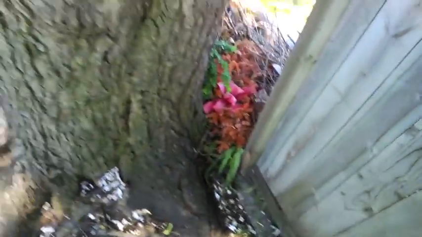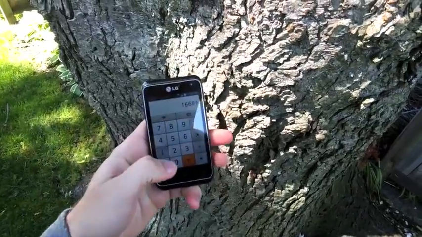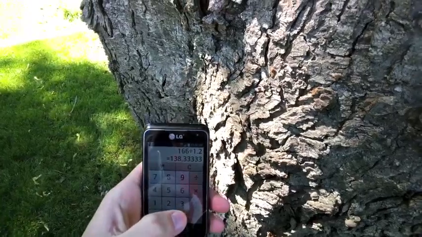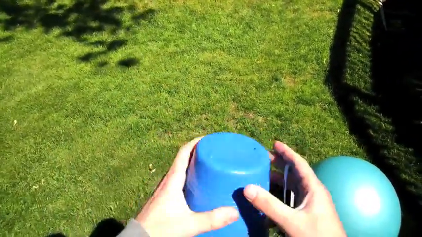Let's see here. How do I do this? Oh dear, tape measure's not long enough. So if I bring this around to there, 166 inches divided by 1.2, 140 years old. Wow, that's an old tree. This question about circumference is still bothering me though.